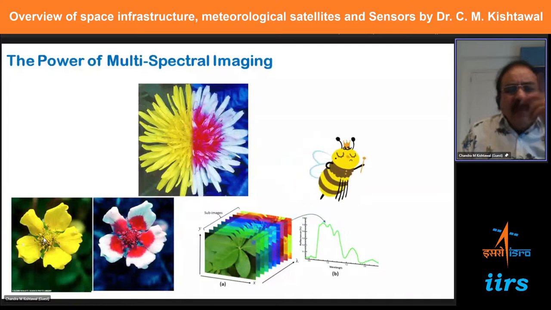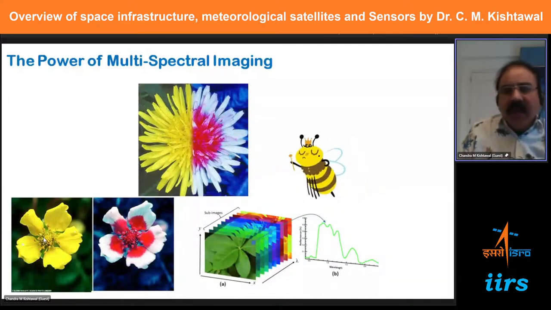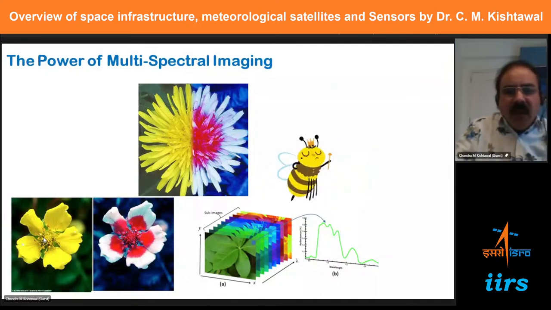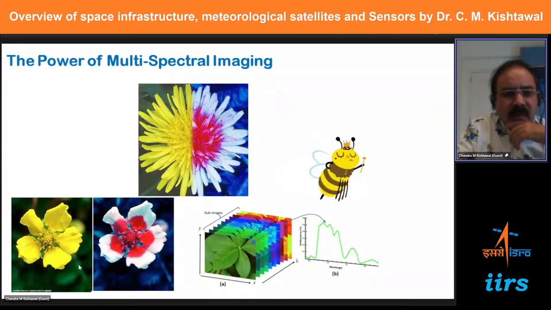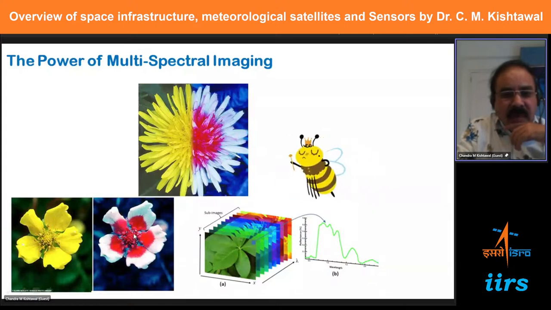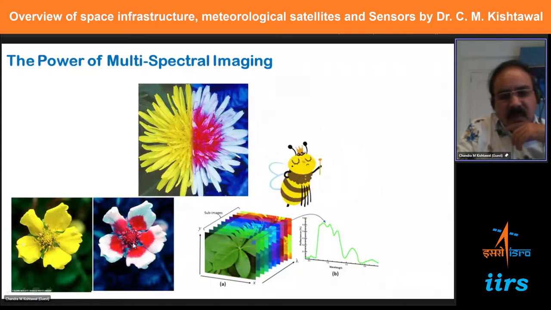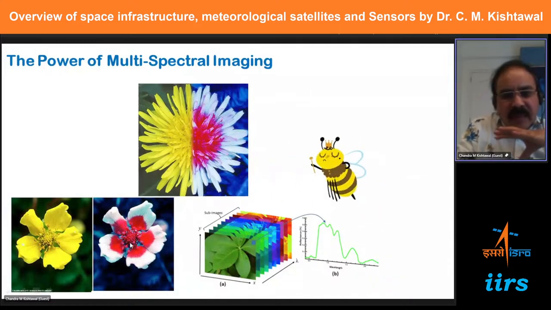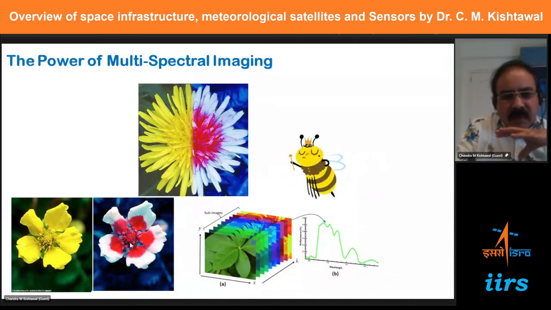Basically, you can see multispectral imaging. Multispectral imaging means what you can see in one frequency is very different from what you can see in another frequency. For example, to us humans, this flower looks like this yellow flower. But to a honeybee, the same flower looks like this. Just by spectral difference, the honeybee can get a lot of information about how much nectar is inside that flower.